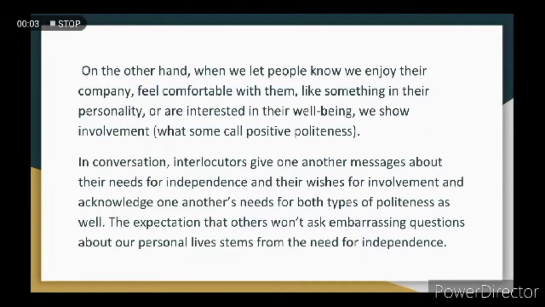On the other hand, we let people know we enjoy their company, feel comfortable with them, like something in their personality, or are interested in their well-being. We show involvement, what some call positive politeness. In conversation, interlocutors give one another messages about their needs for independence and their wishes for involvement, and acknowledge one another's needs for both types of politeness as well. The expectation that others won't ask embarrassing questions about our personal lives stems from the need for independence.